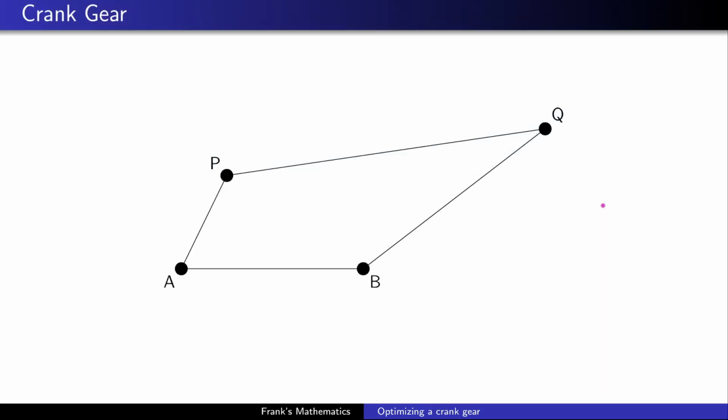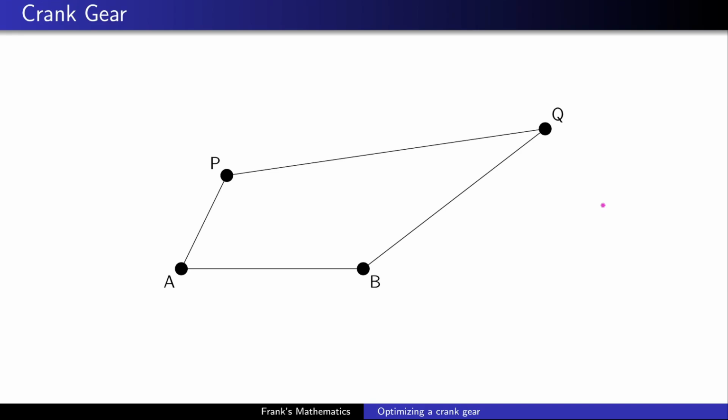A crank gear is, in its simplest form, a mechanical apparatus which consists of a crank arm which is attached to a rotating shaft. And this is used to transform circular motion into linear motion or into something different. A famous example is, for instance, the manually operated car windows. You know, where you have to rotate the shaft to open the window.